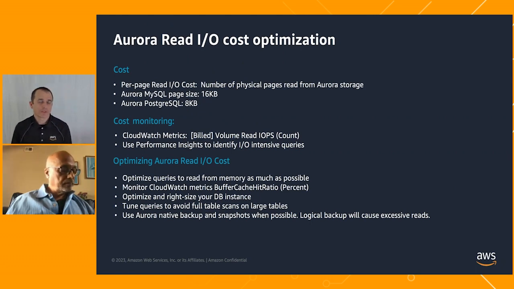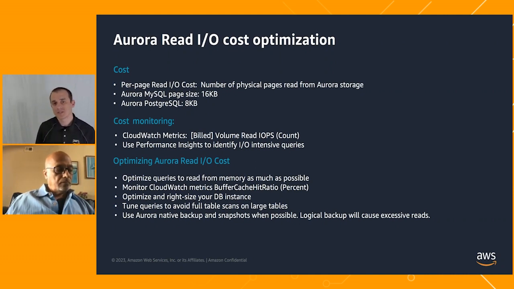Let's start with reads, for example. Reading of data from storage occurs whenever you're issuing a query and that data doesn't exist on the compute node in the cached memory. So the bigger that memory is on that instance and the more of your data set can fit in that instance memory, the less read I/O you could potentially have to issue. So one way of saving on I/O cost is using bigger instances with more memory.